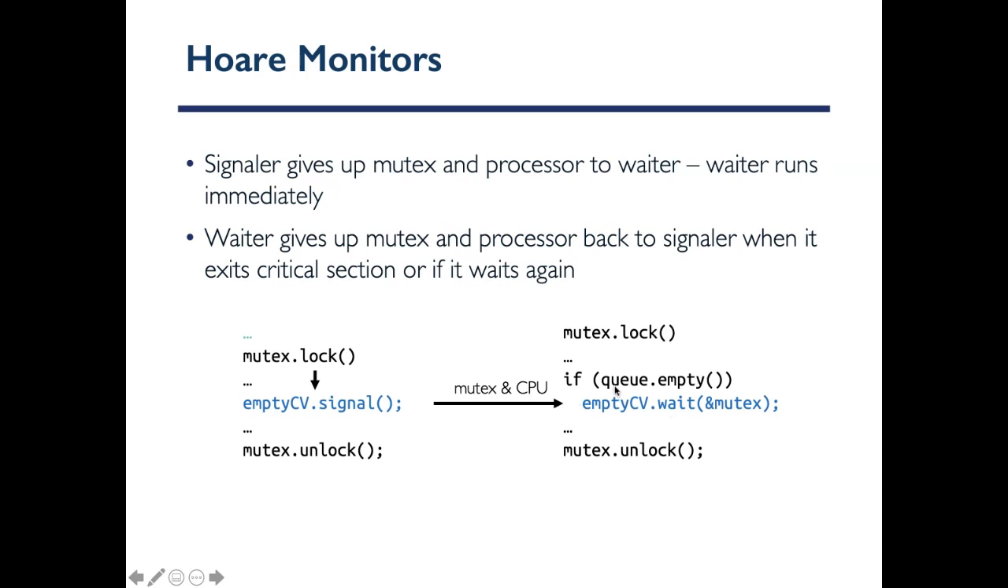So in this case, you don't need to have a while here, because you just got the mutex. You don't need to fight for the mutex, and you just got the CPU. So this guy got blocked at this point, and when it's signaled, now you continue. Once you're done, you go back to the one who signaled you. And this is how it works with a Hoare monitor.